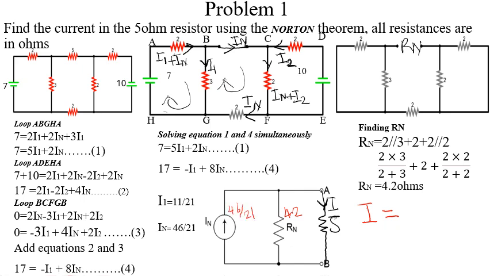Now I can use the current division rule. I know the total current, I know this resistance, and I know this. So I take the opposite resistor, which is 4.2, all over the sum of the resistors, 4.2 plus 5, multiplied by our 46 over 21. After doing that, you end up getting your answer as 1 amp. So the current through this 5 ohm resistor was 1 amp flowing through it.